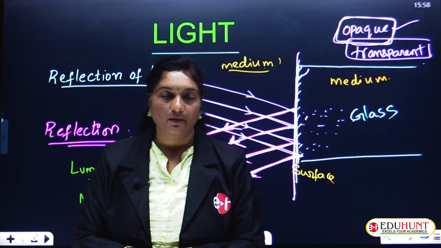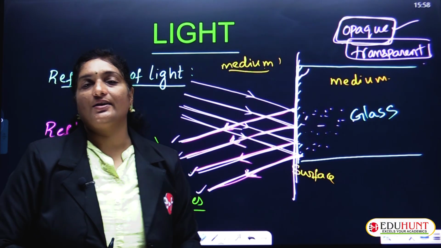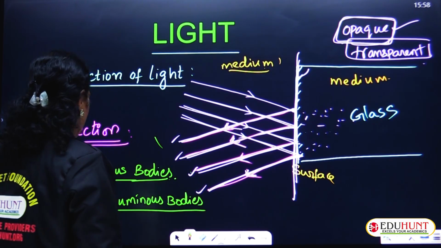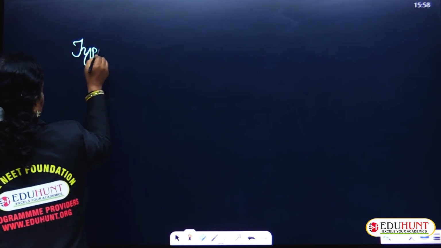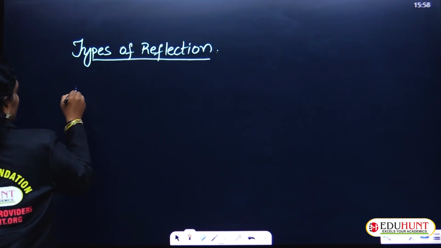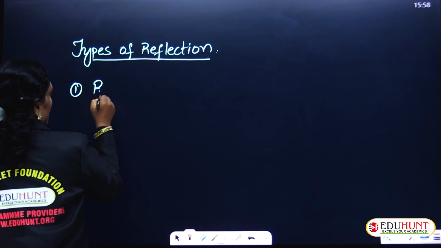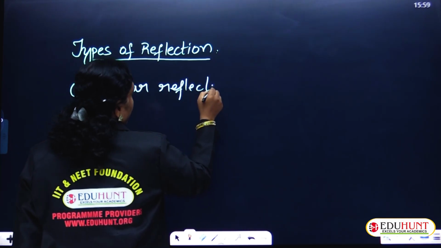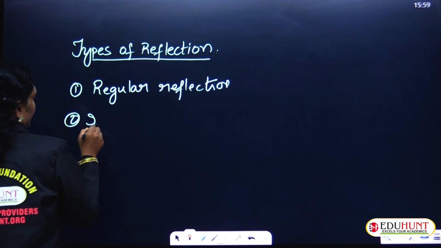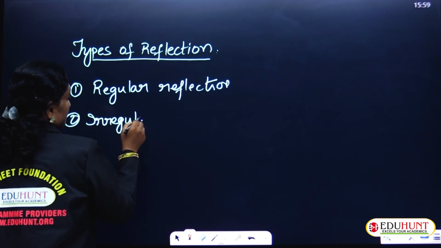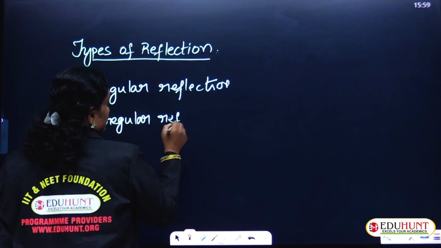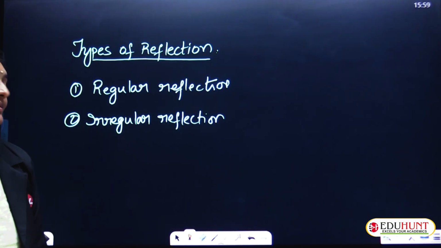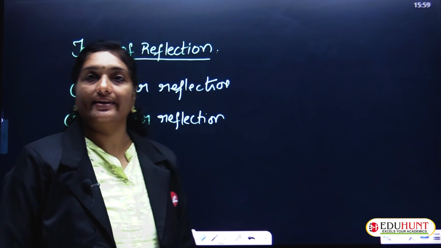Is the concept clear? Well, if this is clear, let us also try to understand the types of reflection. Generally, reflection is categorized into two types. The first one is regular reflection and the second is irregular reflection. So, reflection is of two types: regular reflection and irregular reflection.